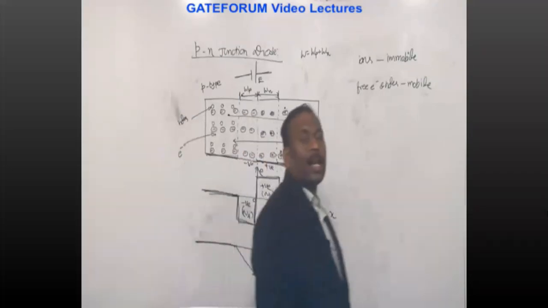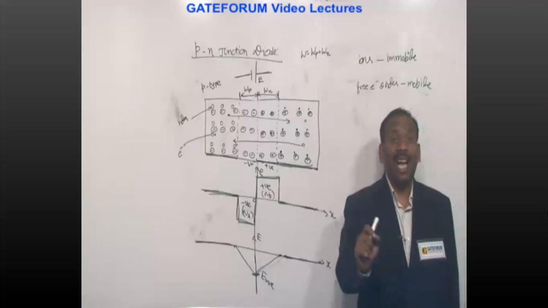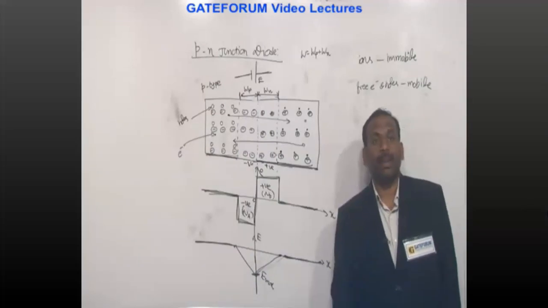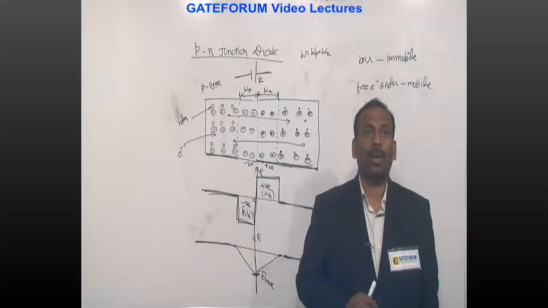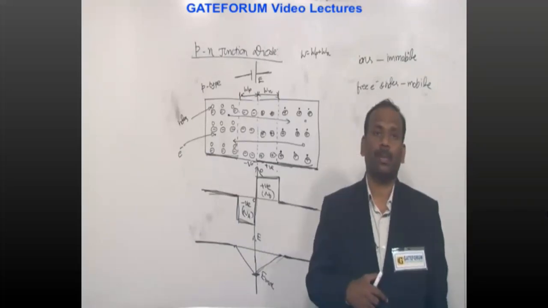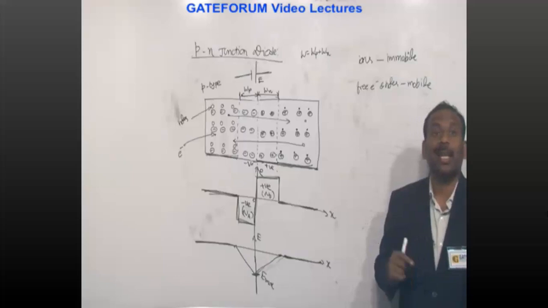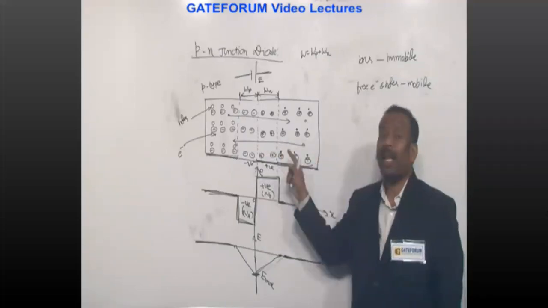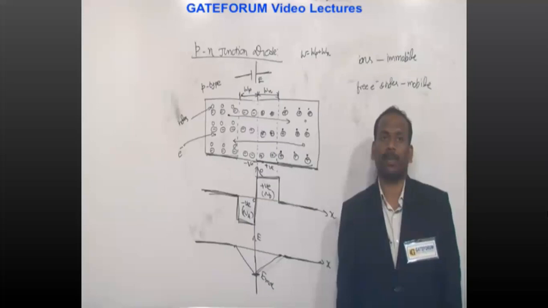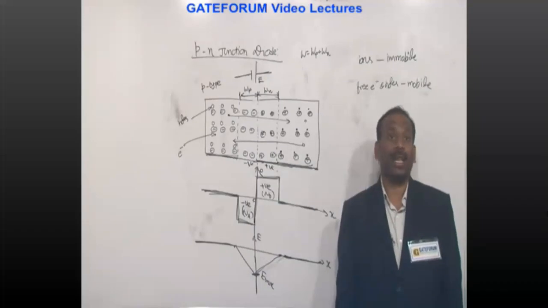Another GATE question is, the depletion layer contains dash. Options are: option A, electrons; option B, holes; option C, electrons and holes; option D, immobile ions. Okay, answer is immobile ions. Depletion layer contains only immobile ions. That's another GATE question.